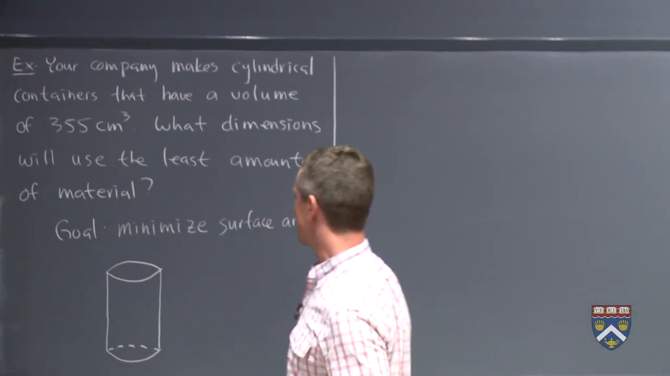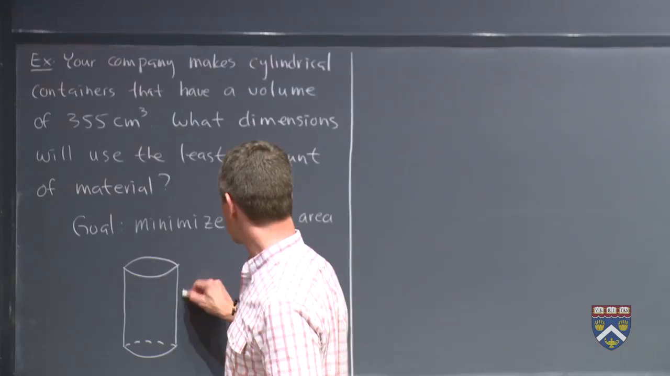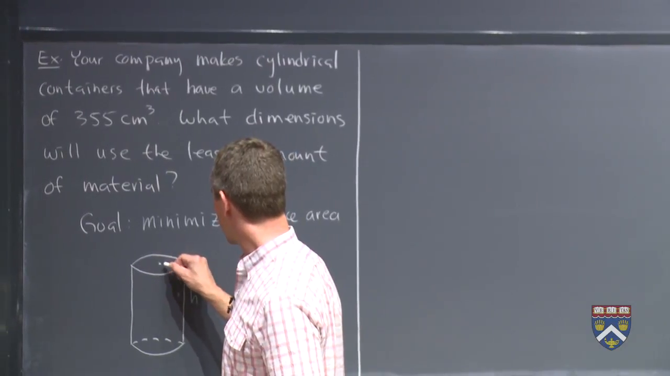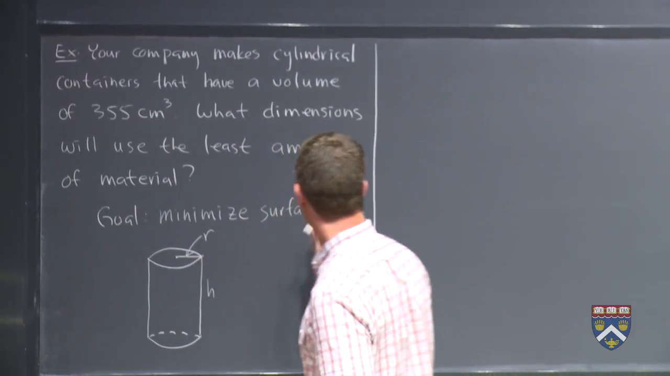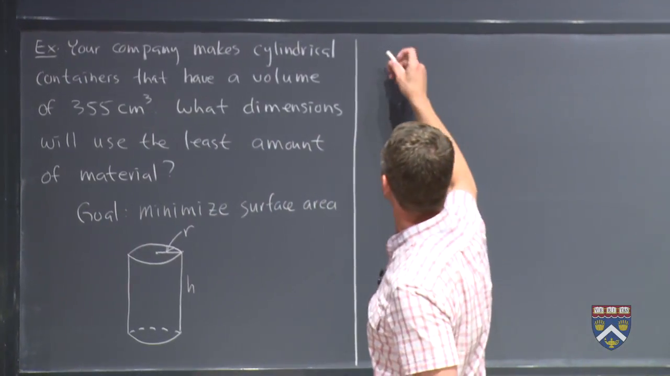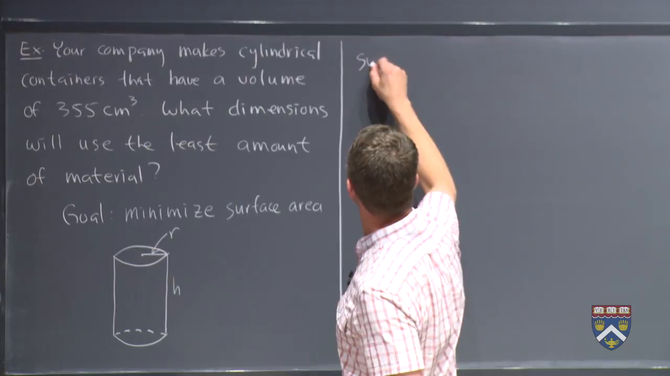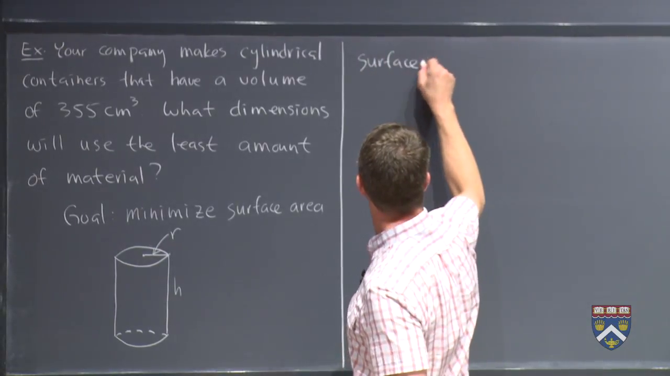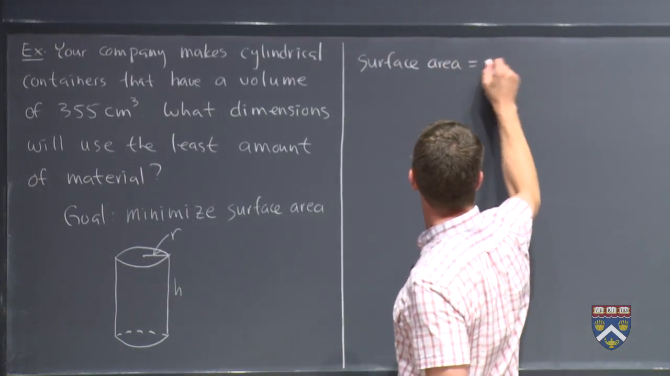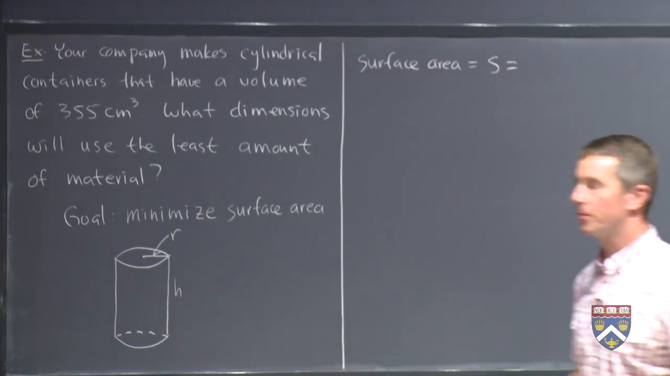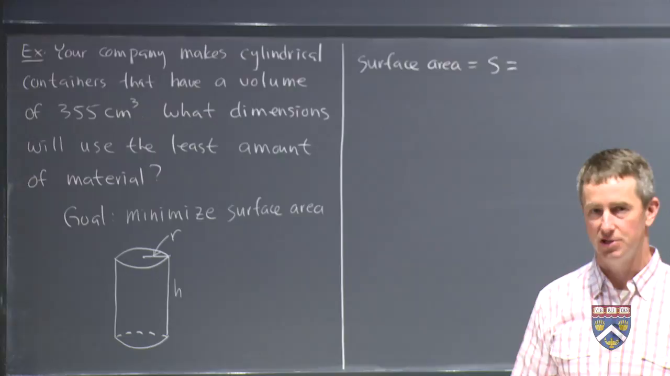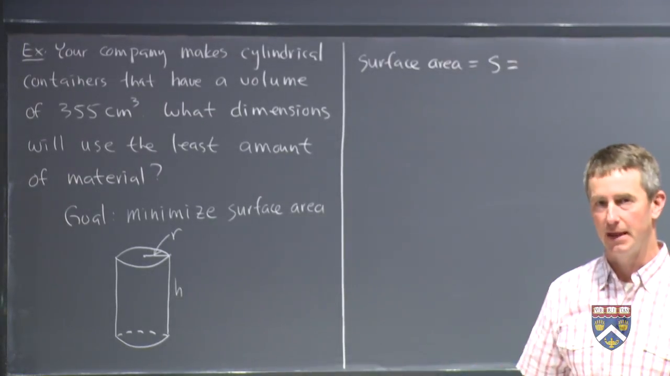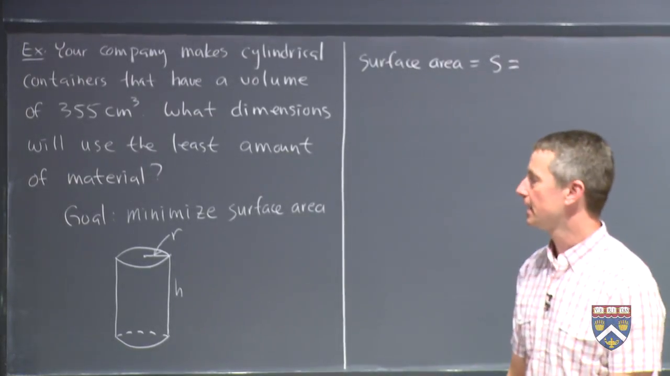So here I've drawn a cylinder. If we put the usual variables on it, I've got a height and I've got a radius. And our goal is to minimize surface area, so I'm going to call that S. So let's see if we can come up with a formula for the surface area. And by the way, on exams, I always give you any complicated geometrical formulas. So something like this, we would give it to you, but I think we can figure this out here live.